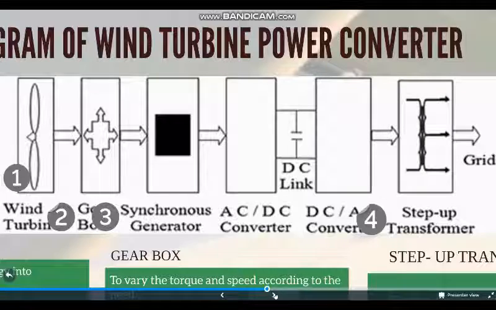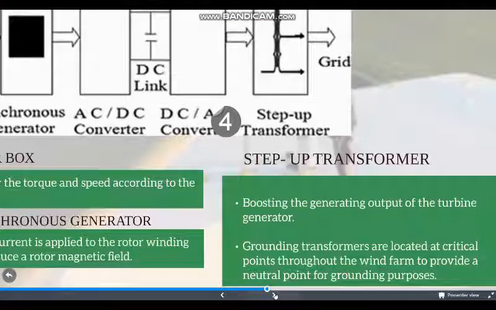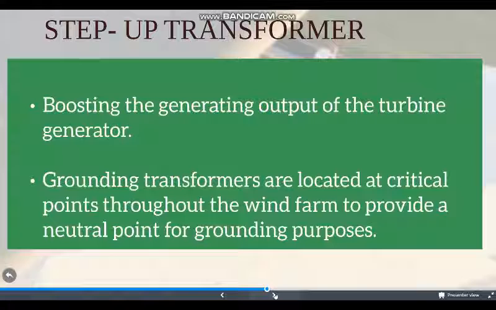Lastly, we have step-up transformer. Step-up transformer used to boost the generating output of the turbine generator. These transformers are typically small in megavolt ampere rating and located at the base of the wind turbine.